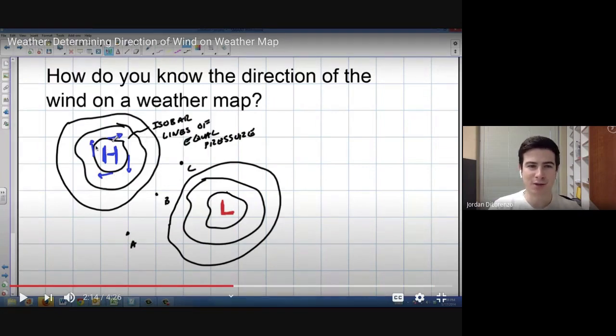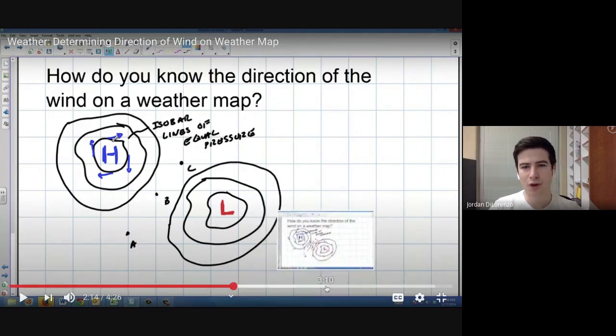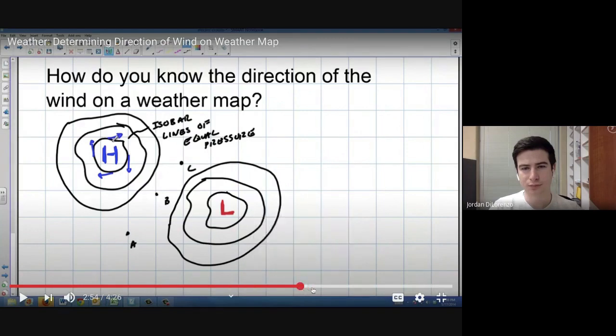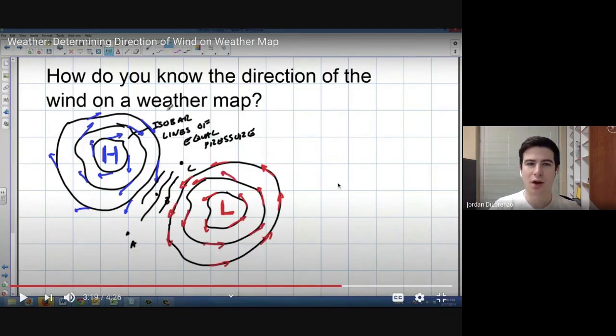But I do think he makes a really good point here that high pressure spins clockwise and low pressure areas spin the opposite way, so they spin counterclockwise. If I skip forward in the video, you can see he drew all the high pressure ones going in circles, and then he does it for the low pressure, and he draws all of them in circles. And this is where we get to answer this question of how you can more accurately determine the direction wind is going on a weather map.